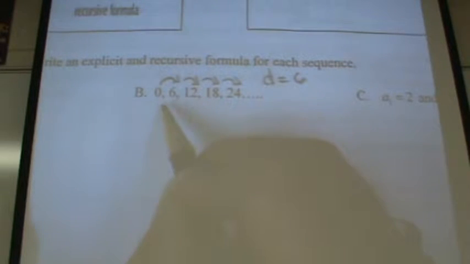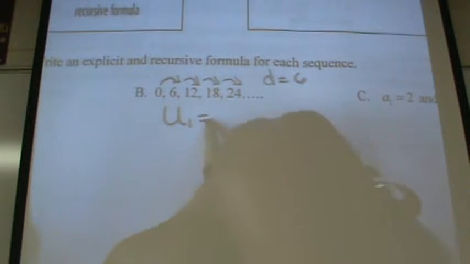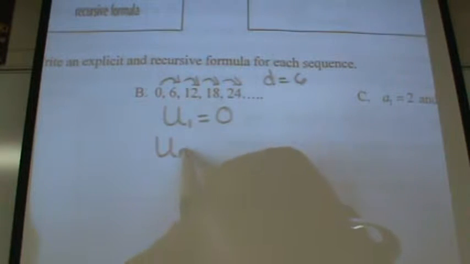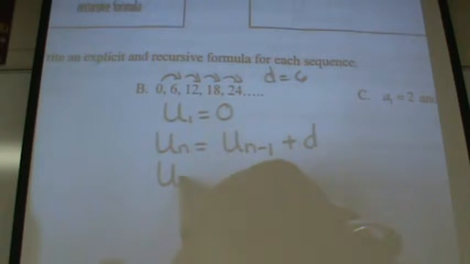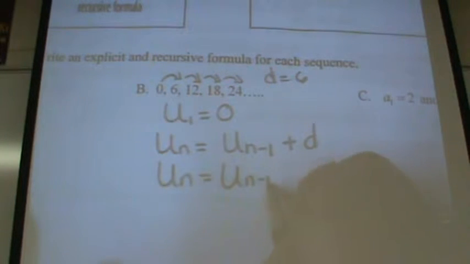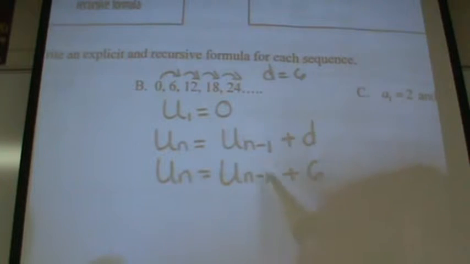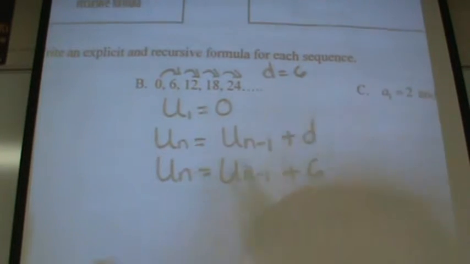If I wanted to name the next few terms in the sequence, so far I know 5 of them. If I want the 6th, 7th, and 8th one, I state the first term, and to get the next term, as long as I know the previous term, I add my common difference. In other words, U sub n is the previous term plus 6. So what the recursive formula says is to get the next term, just take the previous term and add 6. To get the 6th term, take the 5th term and add 6 to it.